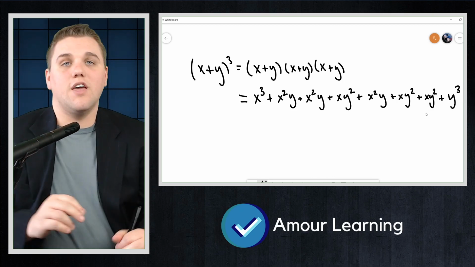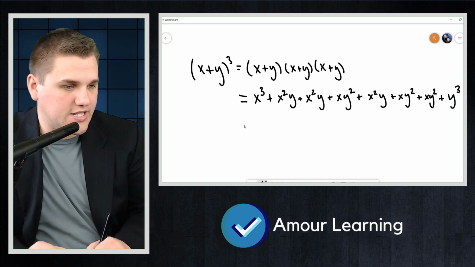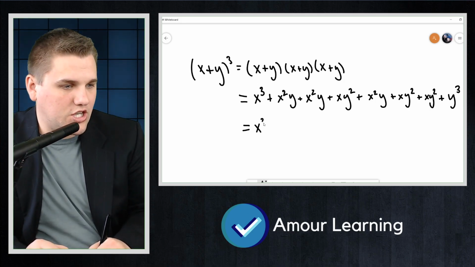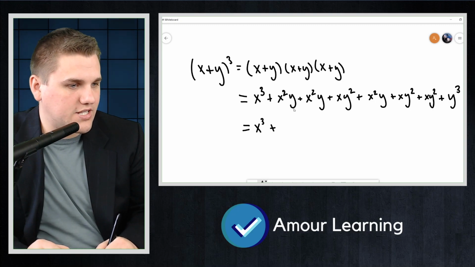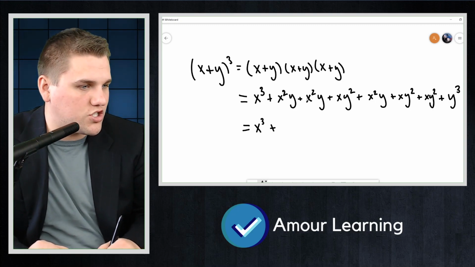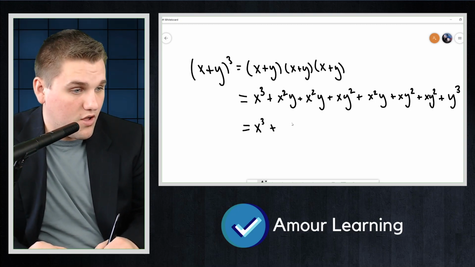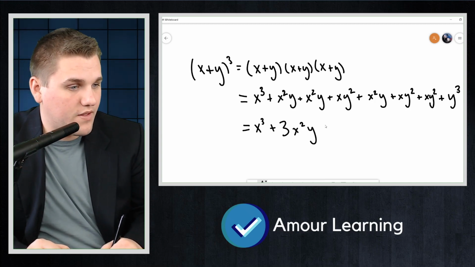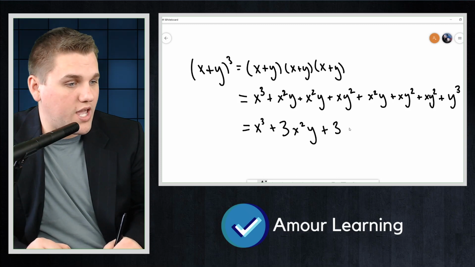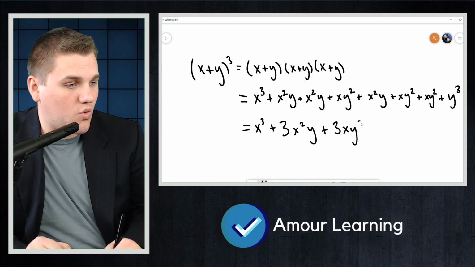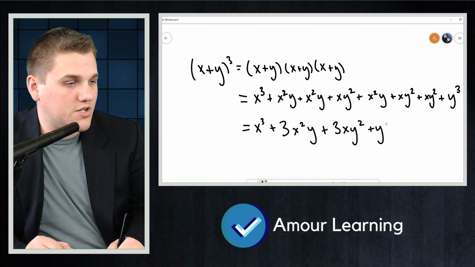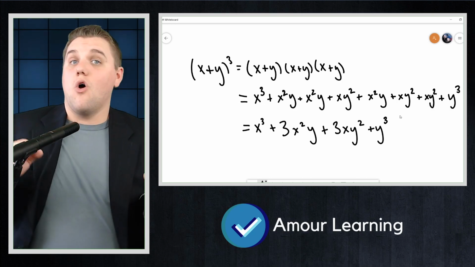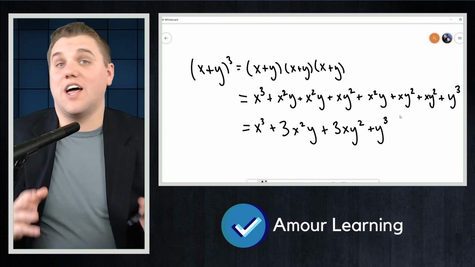Now, if I did this right, we can combine like terms to get x cubed plus, let's see how many x squared y's we have. 1, 2, 3 of them. 3x squared y plus 3xy squared plus y cubed. Wow, that's a lot. It's a lot of foiling.